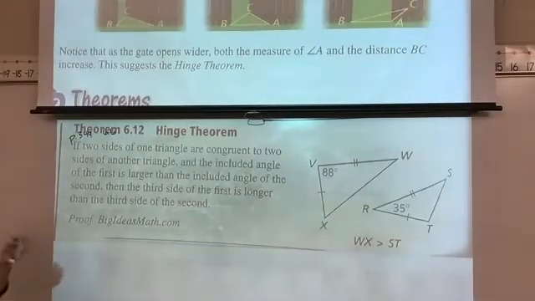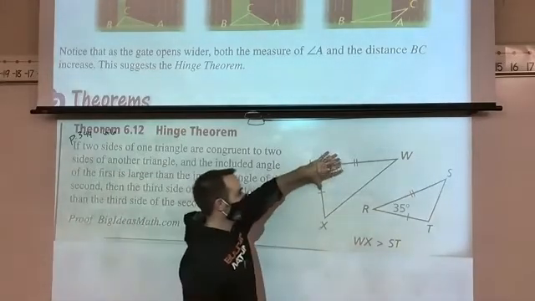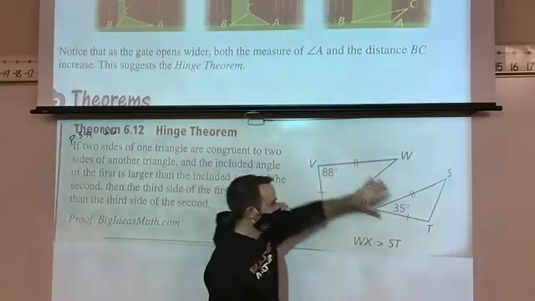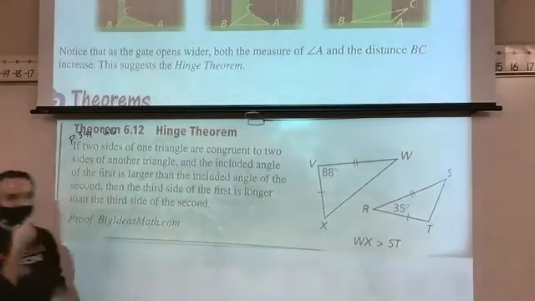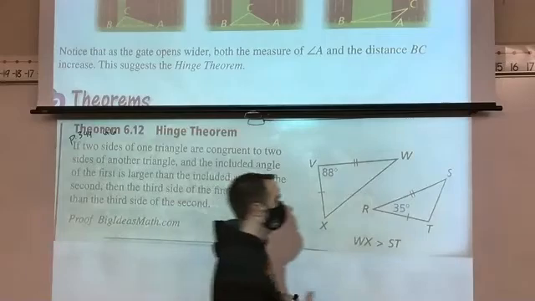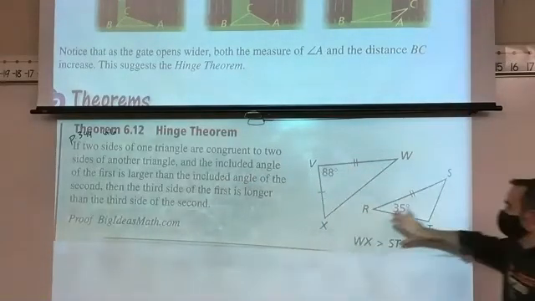And the only time that we can use this hinge theorem is when we have two pairs of congruent sides. Okay, we need two pairs of congruent sides between those triangles to be able to compare them. If we don't have that setup, we cannot use hinge theorem. You have to have two pairs of congruent sides first. Otherwise, we can't do it. Okay, so we've got two pairs of congruent sides.